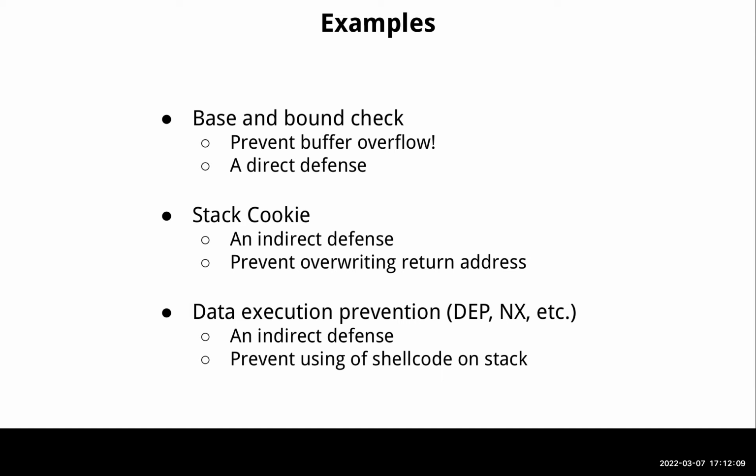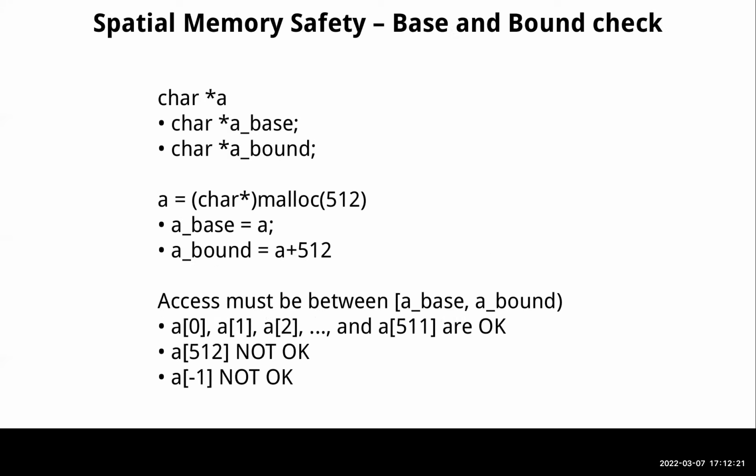Then last week we talked about data execution prevention. This one is also not perfect. We saw how we can bypass this. Last week, we can use something like return-to-libc to bypass this.